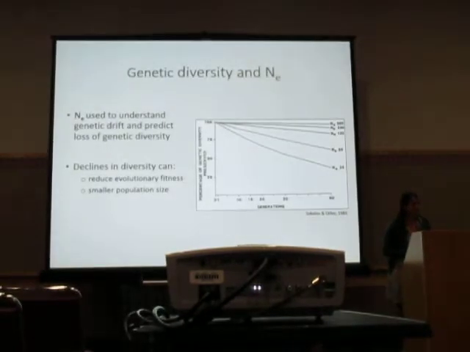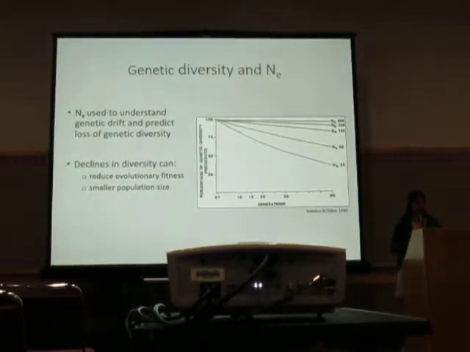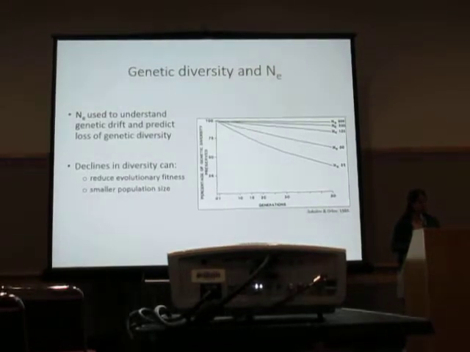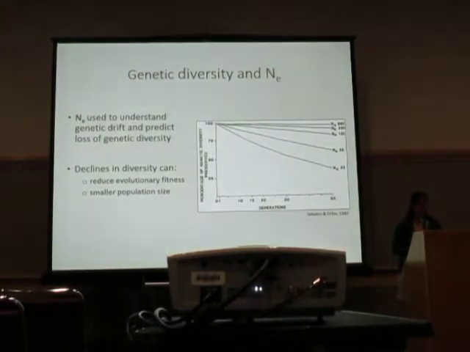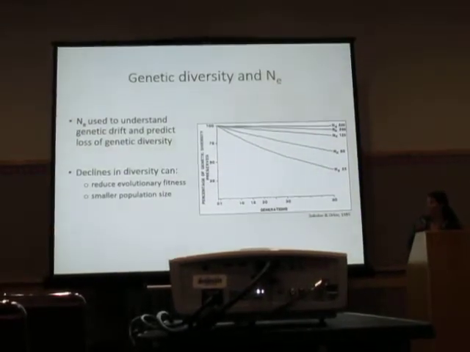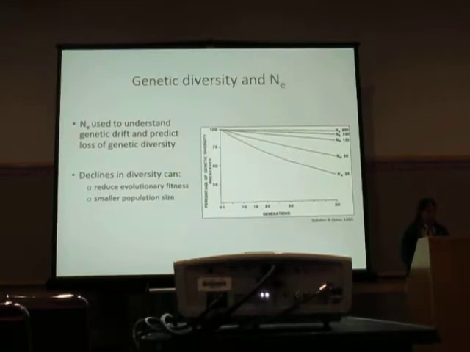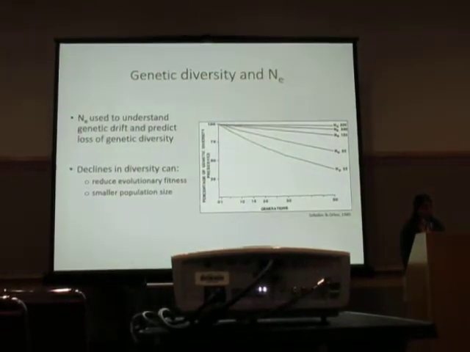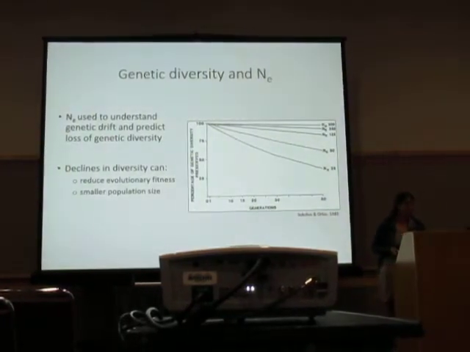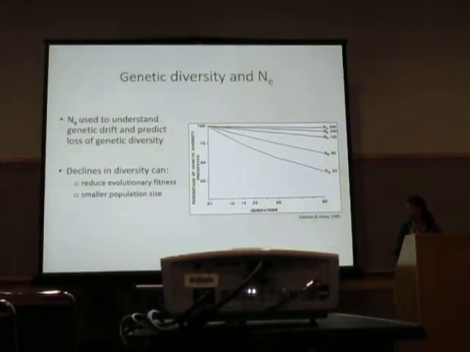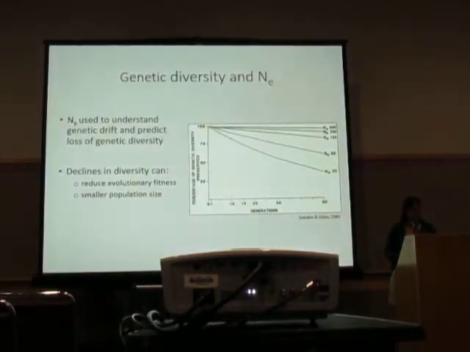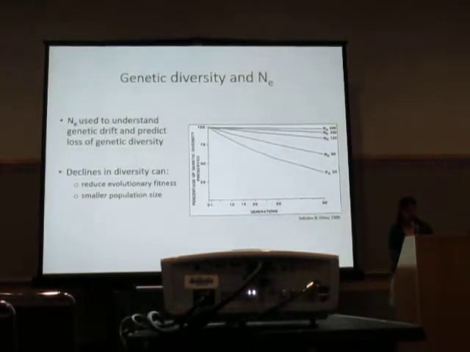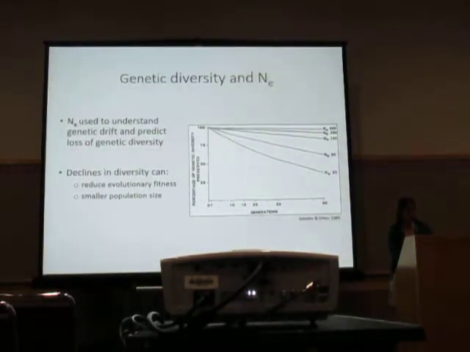Okay, so to start off, in conservation genetic studies, effective population sizes can be used to understand genetic drift and allow us to predict the loss of neutral genetic diversity. For example, looking at this figure, we can see that larger effective population sizes can help maintain high levels of genetic diversity over generations or time, but lower effective population sizes can result in the loss of genetic diversity over time. Ultimately, this can lead to declines in diversity that can reduce your evolutionary fitness and lead to smaller population sizes.